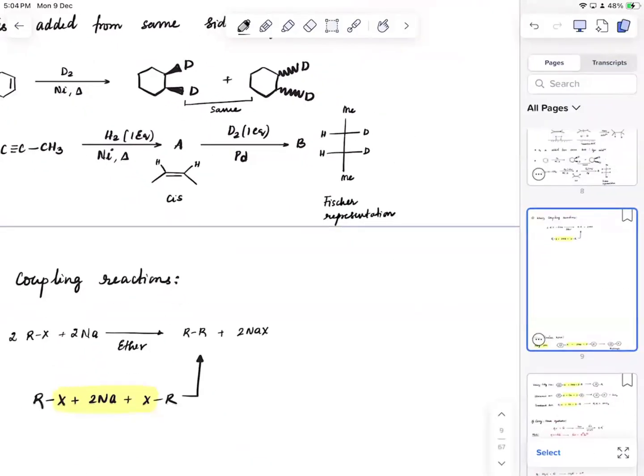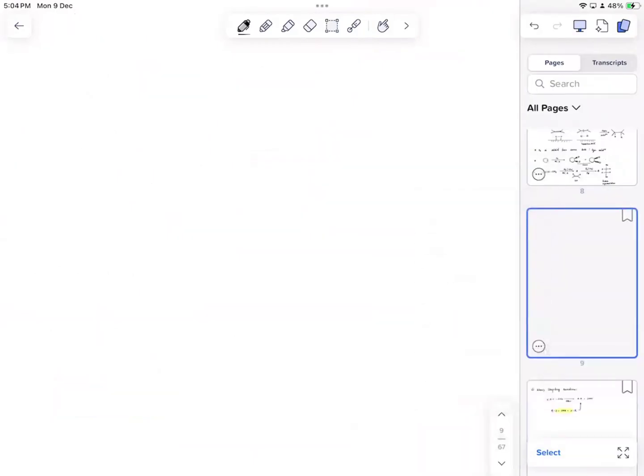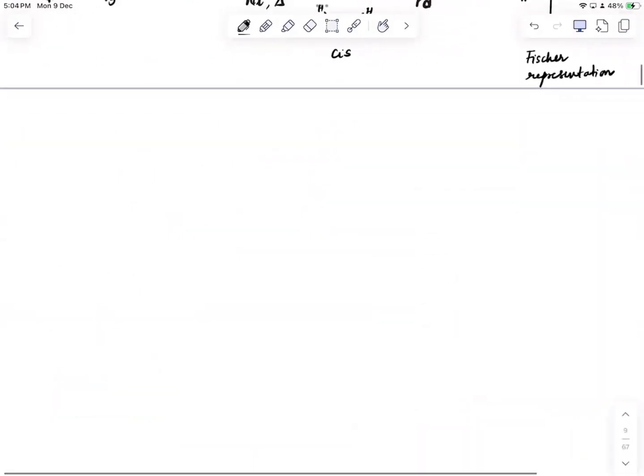Now let us do some questions related to this Fischer representation. See, what I'm trying to say... Sir, can I go to the washroom and come back? One second.